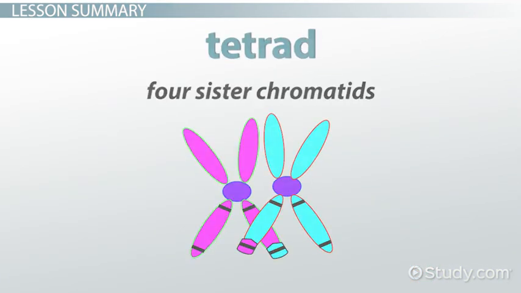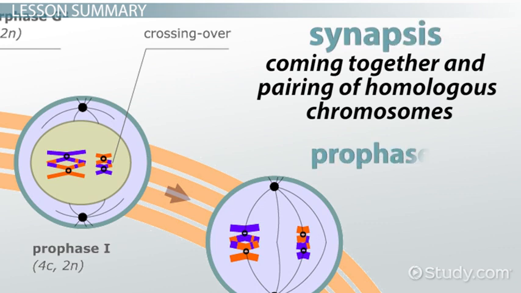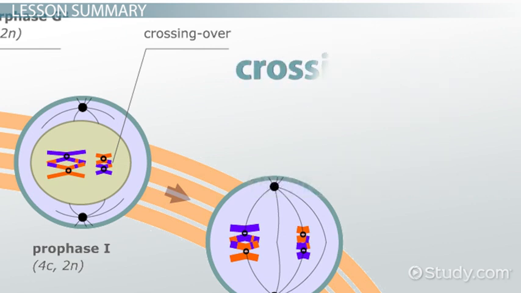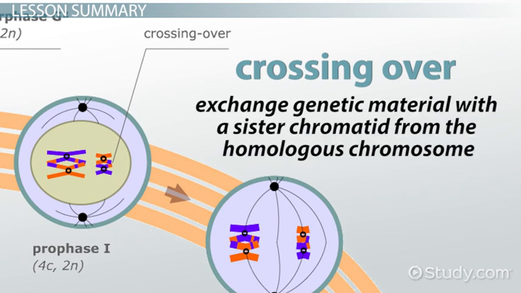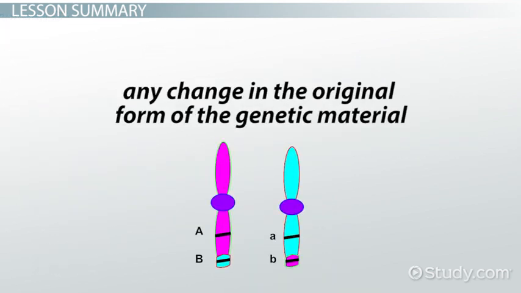The next thing we went over is the coming together and pairing of homologous chromosomes referred to as synapsis, which takes place during prophase 1, the first stage of meiosis. You should now know that synapsis makes crossing over, or the exchange of genetic material with a sister chromatid from the homologous chromosome, possible. The other thing to note is that any change in the original form of the genetic material is called a mutation.